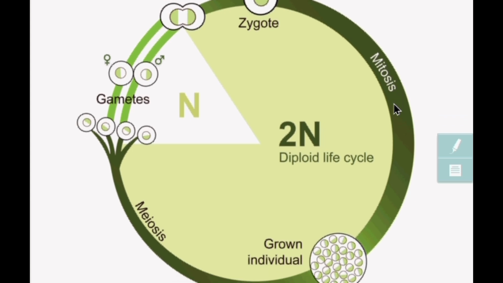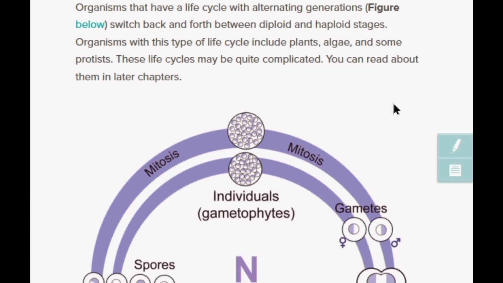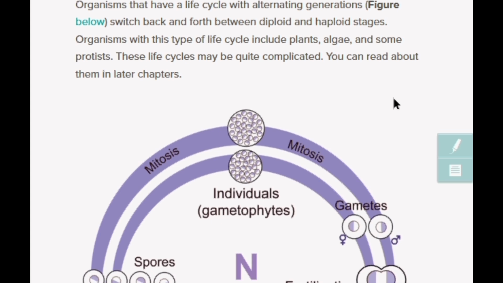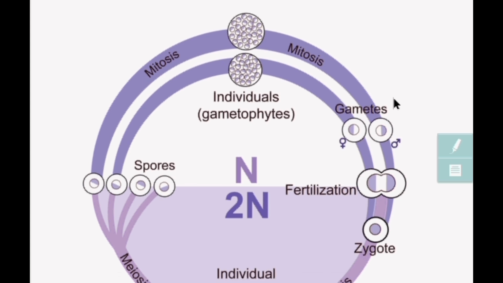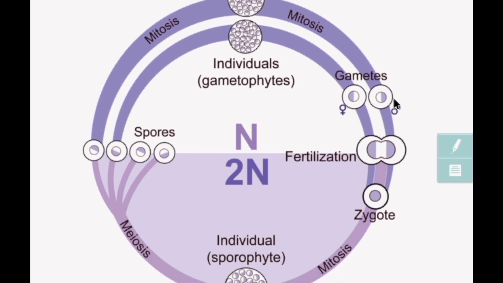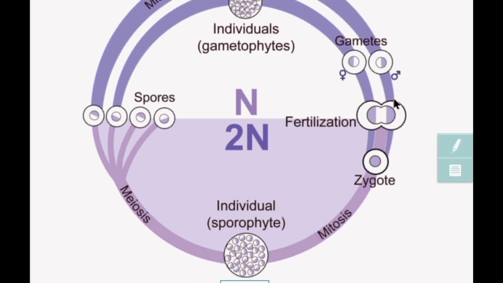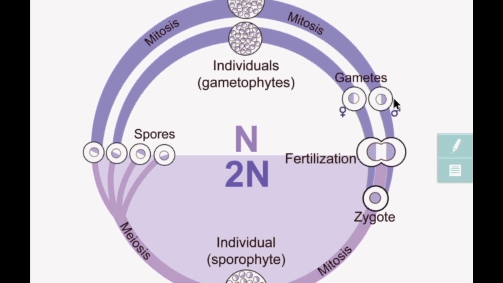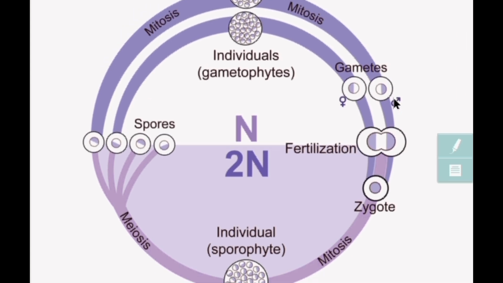Alternation of generations. Organisms that have a life cycle with alternating generations, figure below, switch back and forth between diploid and haploid stages. Organisms with this type of life cycle include plants, algae, and some protists. These life cycles may be quite complicated. You can read about them in later chapters. Figure 11. Alternation of generations. The letter N indicates haploid stages of the life cycles, and 2N indicates diploid stages.